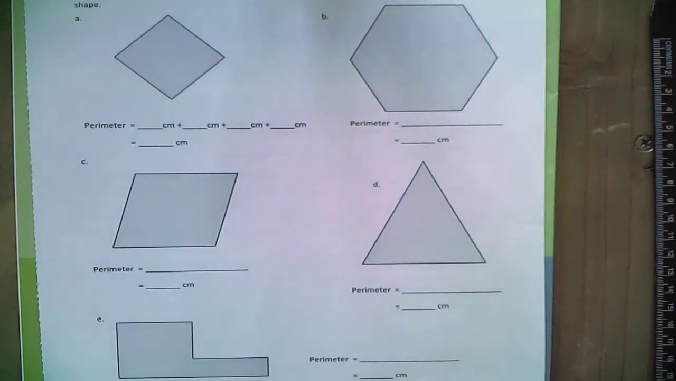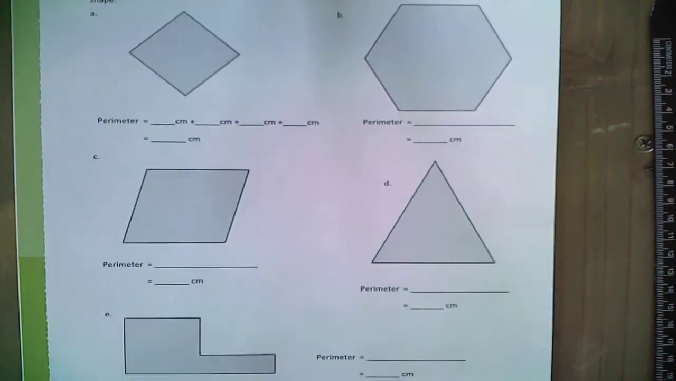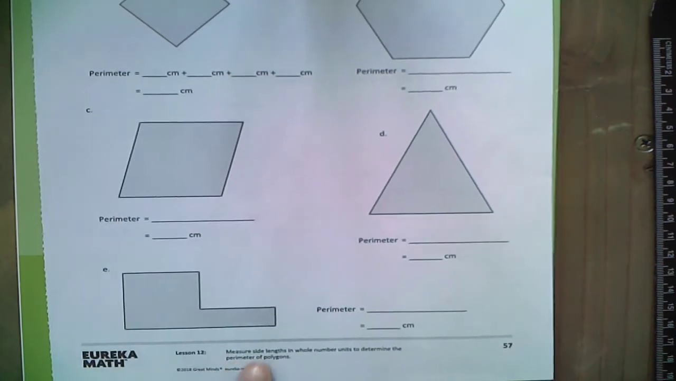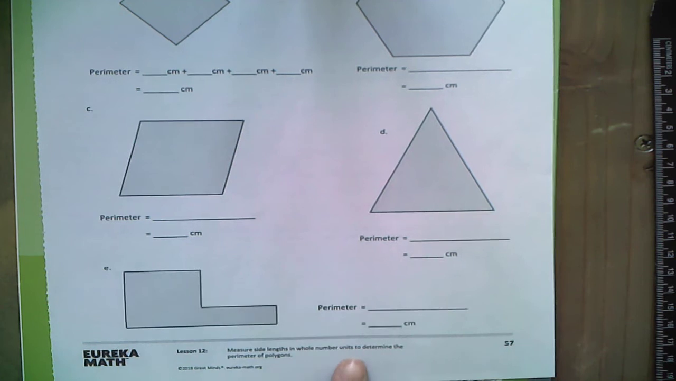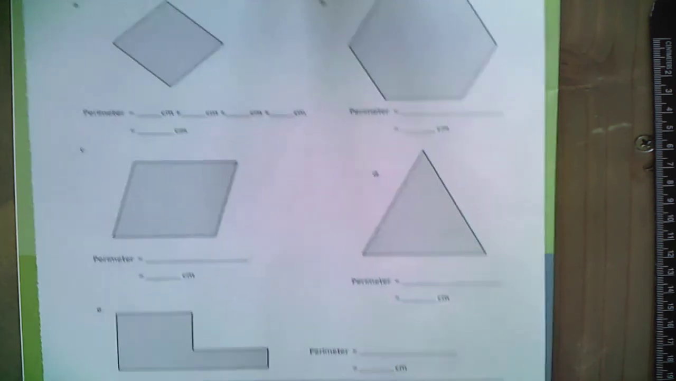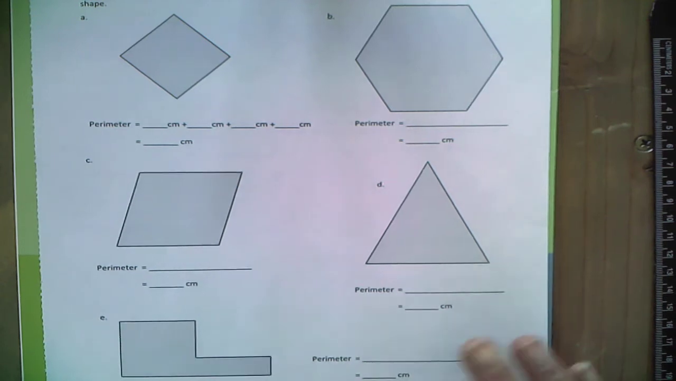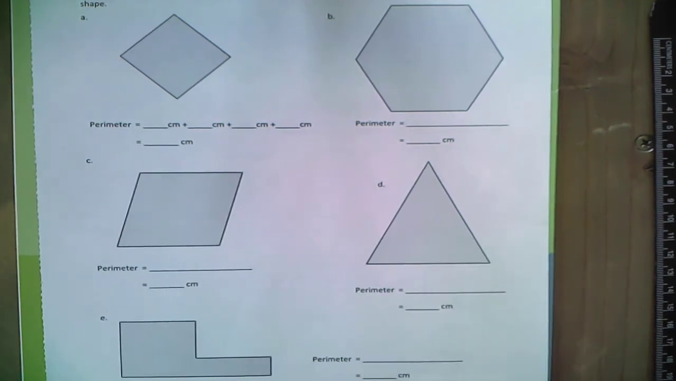Third grade, welcome back. We're on to lesson 12 today. Let's read the bottom together. It says, measure side lengths in whole number units to determine the perimeter of polygons. So today we're going to be working on perimeter. I know you all have been practicing perimeter and area for some time now, especially on Pear Deck.